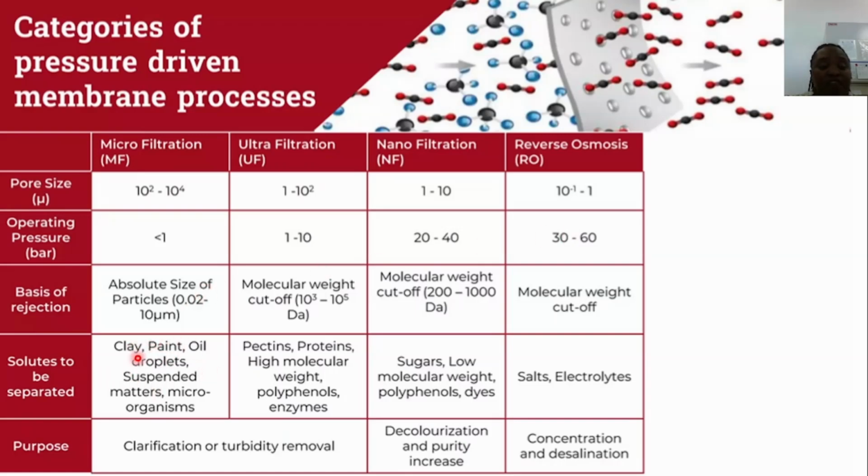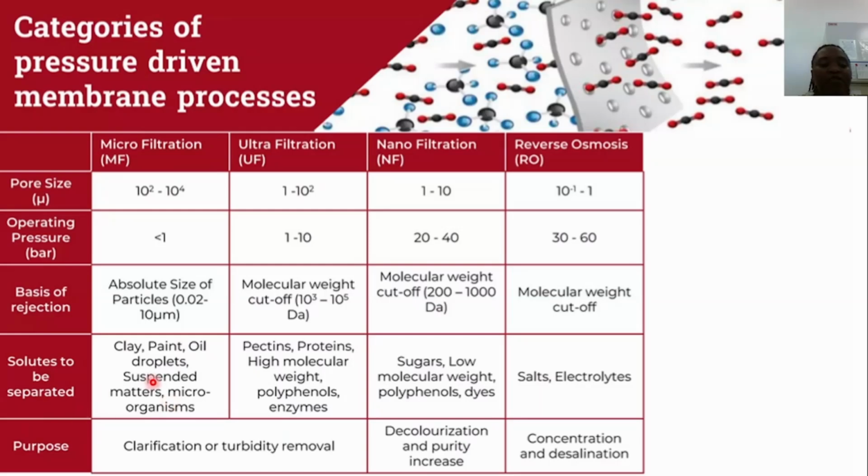So for microfiltration, solutes that can be separated are clay, paint, oil droplets, suspended matter, and microorganisms. For ultrafiltration, we can remove pectins, proteins, high molecular weight polyphenols, and enzymes. Nanofiltration, we can remove sugars, low molecular weight polyphenols, and dyes. Reverse osmosis can eliminate electrolytes and salts.